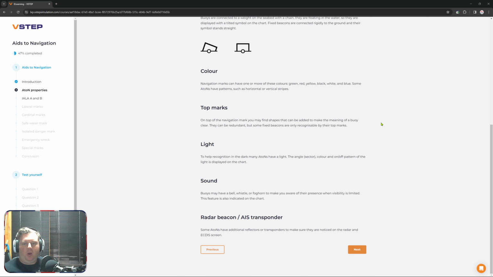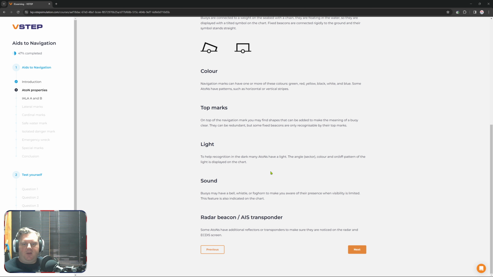Navigation marks can have one or more of these colours: green, red, yellow, black, white and blue. Some A2Ns have patterns such as horizontal or vertical stripes. But what do they mean? Does it mean anything? On top of the navigation mark, you may find shapes that can be added to make the meaning of a buoy clear. They can be redundant, but some fixed beacons are only recognisable by their top marks.